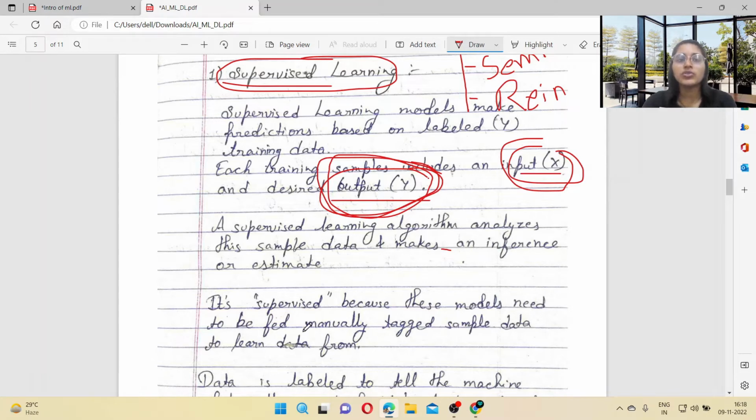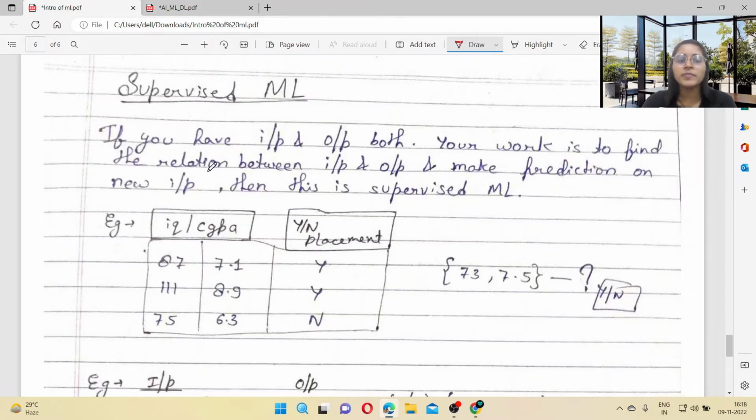So here is supervised machine learning. If you have an input and output both, and your work is to find the relation between input and output and make predictions, then it is supervised machine learning. For example, if you have the IQ level of a student and the CGPA, and you have to predict whether the student got placement or not.